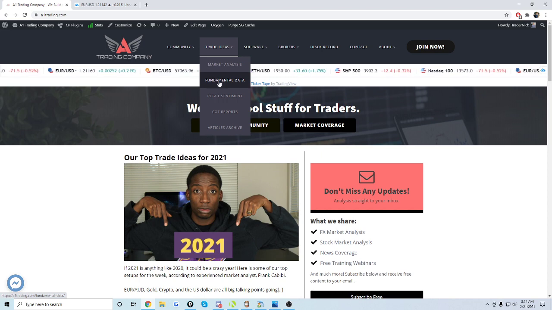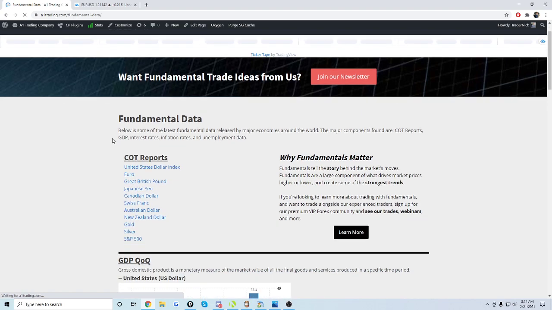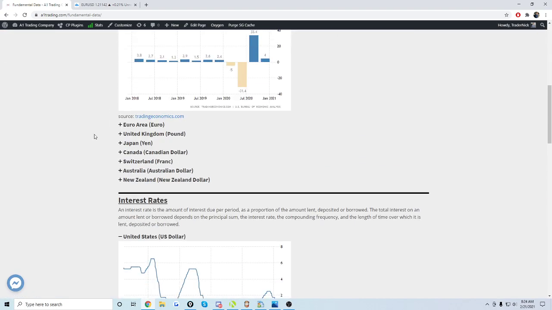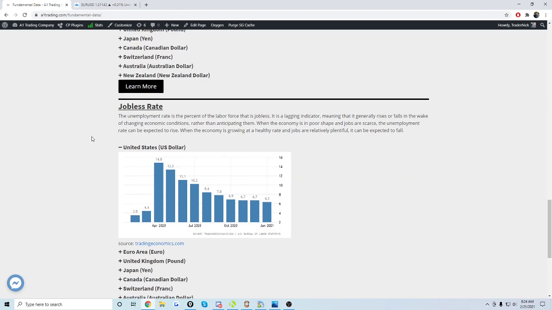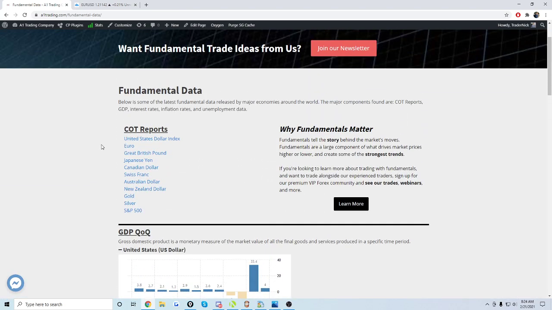This is the fundamental data tab right here. So if I go to trade ideas, fundamental data, of course we have retail sentiment, COT reports, market analysis, all of this is available for free. But if I go to the fundamental data on the website, check this out. I put together a bunch of free stuff for you guys in terms of economic data that you can use if you're interested in fundamental analysis. Now, this is stuff that I've used behind the scenes, but I figured, okay, let me just make a website page for anybody else who wants to look at this stuff.